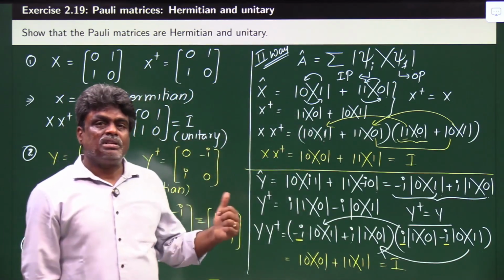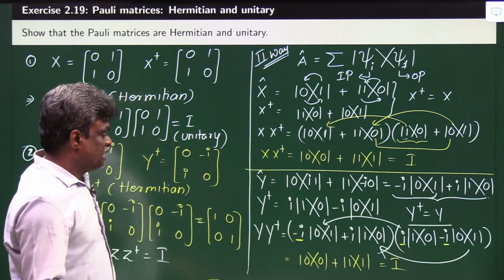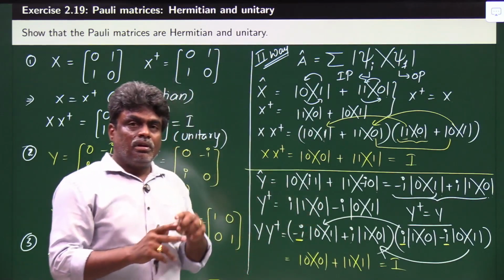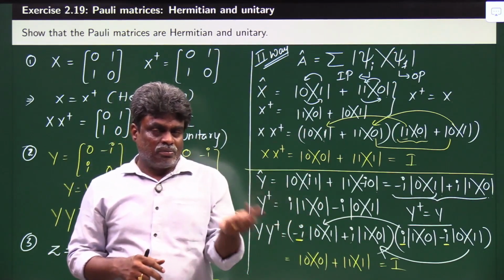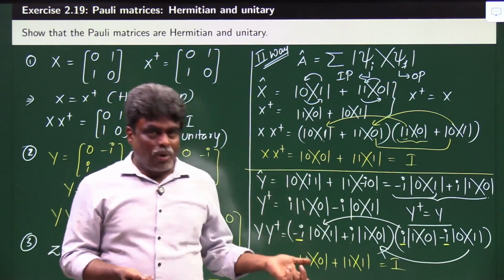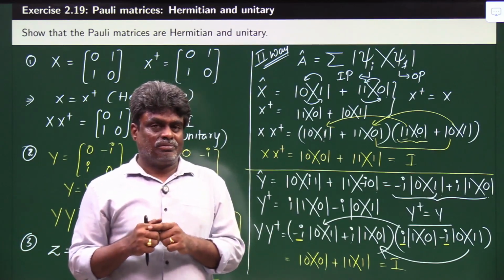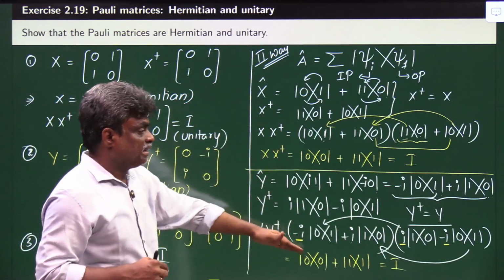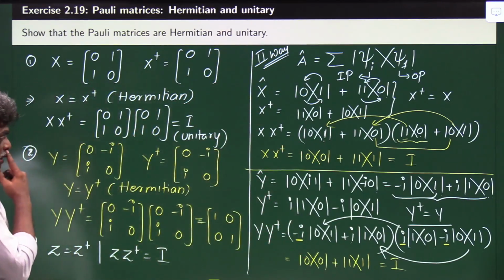Now I request you, please do the third one yourself. If you have any doubt, please contact. That means take a Z. So Z, you know, input is ket 0, computational basis. Output is also 0. Z operates on 1, we will get a minus 1. So by using that, I request you please try this method, very useful for our other discussions.